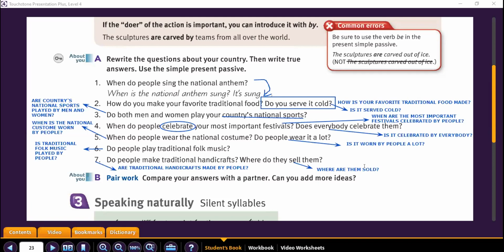Es decir, que en lugar de poner otra vez traditional handicrafts sold, vamos a utilizar solo them, ¿no? Por eso hacemos más cortita en este caso la segunda pregunta, porque hace referencia a la primera pregunta. Where are them sold? ¿Dónde son estas manualidades, no? Vendidas. Where are them sold? Thank you, guys. You did an awesome job today by making these sentences.